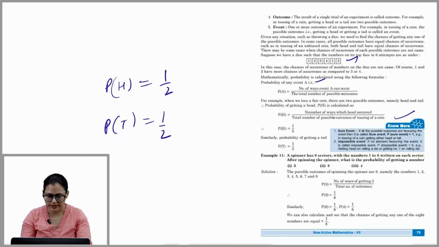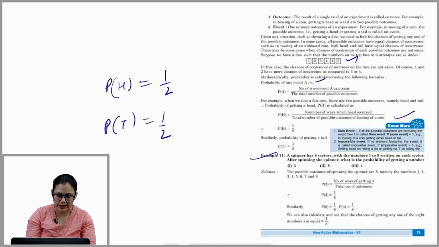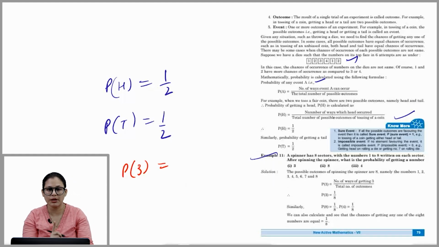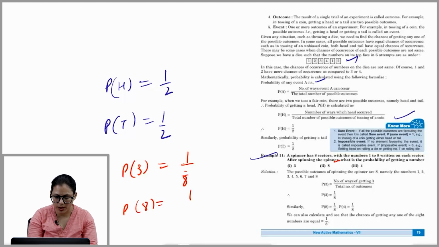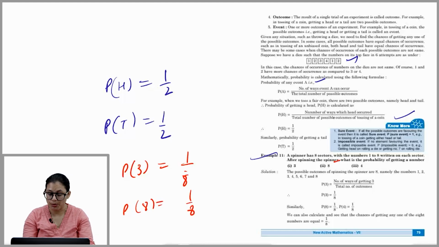Let's check out example 11. A spinner has 8 sectors with the numbers 1 to 8 written on each sector. After spinning the spinner, what is the probability of getting a number 3? The number of ways of getting 3 is only 1, and there are 8 total outcomes, because there are 8 numbers, 1 to 8. Now, the probability of getting number 8 is 1 by 8, right? The probability of getting number 4 is 1 by 8 only, right?